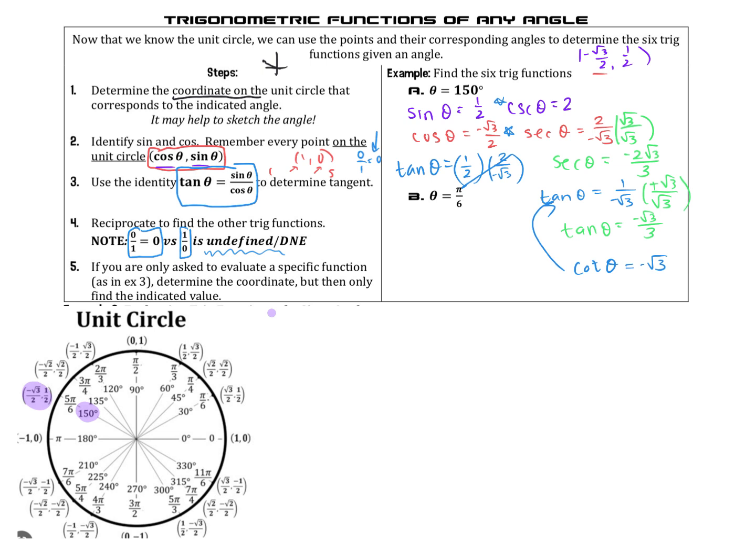So really, you're just identifying the point, and then you're picking it apart. Cosine, sine, divide them to get tangent. Sine divided by cosine is tangent. Then you're taking the reciprocals to identify the 3 reciprocal functions.